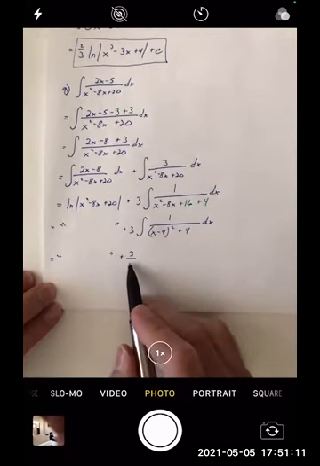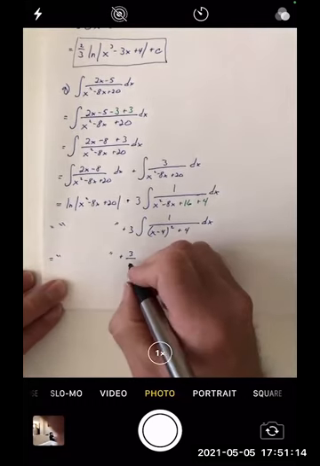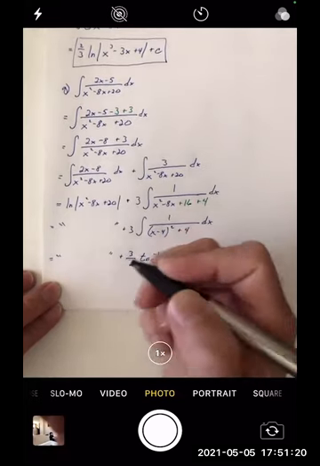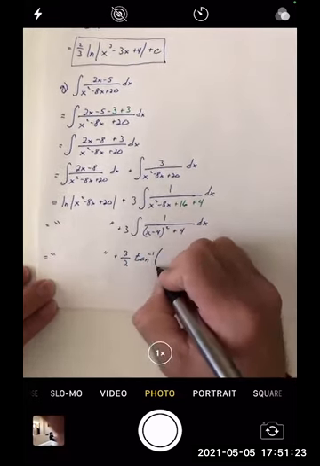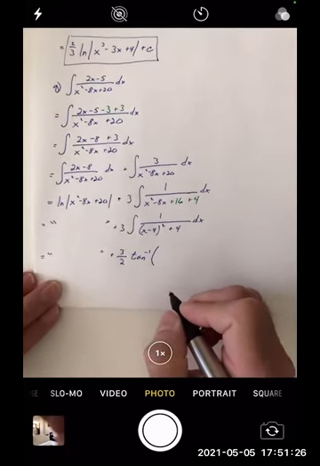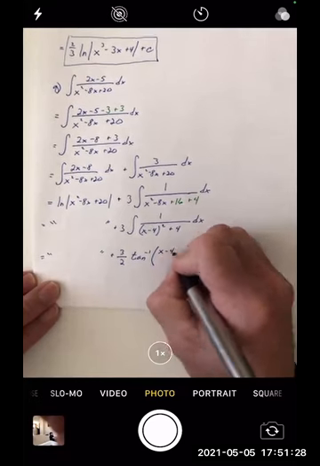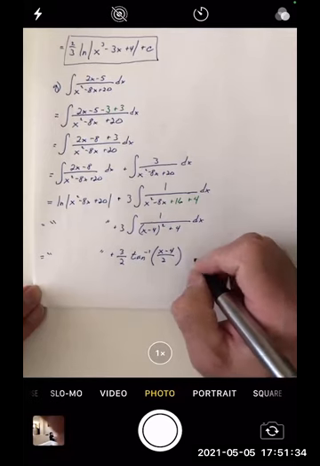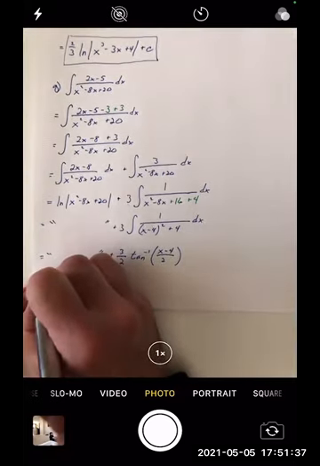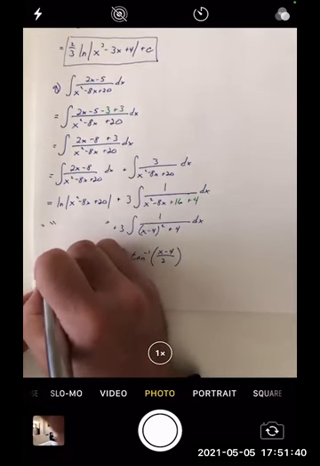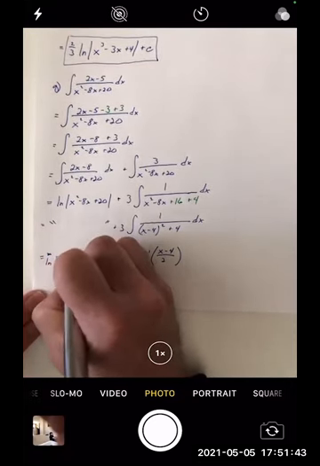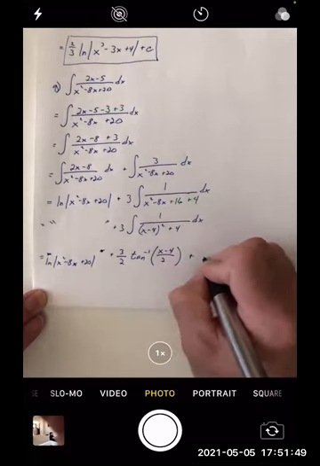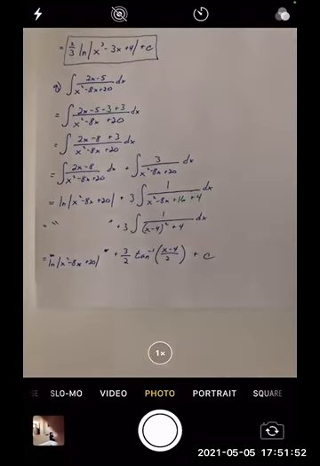Okay, so it's going to be 3 over the a, which is 2, times inverse tangent or arctangent, either one, of what? X minus 4 over 2. Yeah. And then there's something else. Plus c. Yeah. And I'll put the ln back in there too. All right, and there you go.